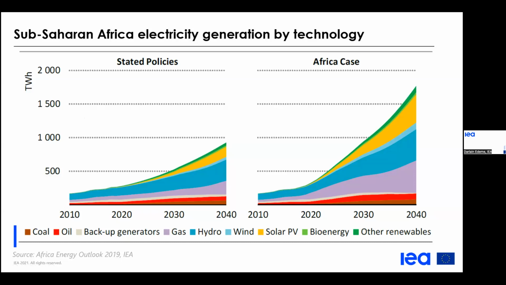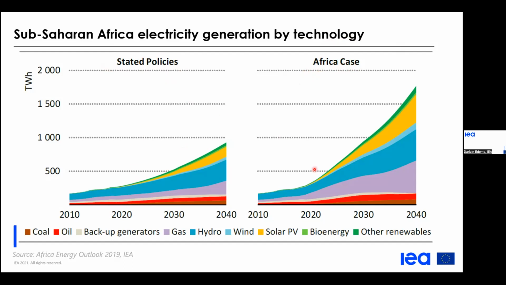And just to contextualize those questions with respect to the current and future technology that is or will be predominant in Sub-Saharan Africa when talking about electricity generation. So here you can see, let me use the pointer, that these two charts refer to the stated policy scenario that I already introduced, and also the Africa case, the one aligned with the Africa Vision 2063.